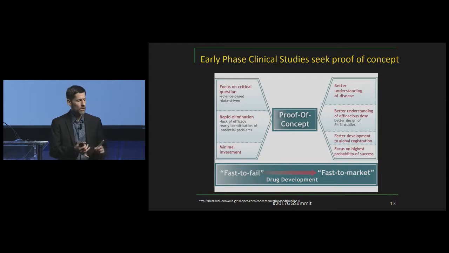You're trying to focus on critical questions, because you're trying to drive your decision making with data. Do you go up a dose? Do you change your route of administration? How do you rapidly get from fast to fail to fast to market? Because rare disease has so little out there for approvals and treatment, these programs are held to a somewhat different standard. You do see faster development for global registration. And you're trying to focus on things that are going to give you a higher probability of success, so you're trying to choose the right vector for the right disease or the right injection method.